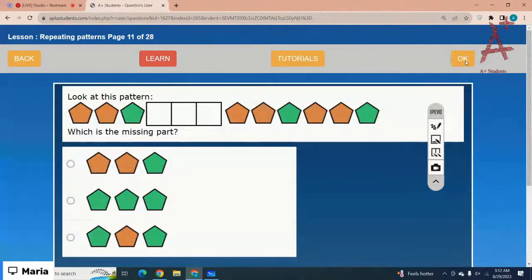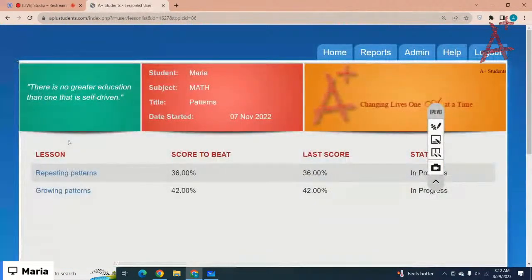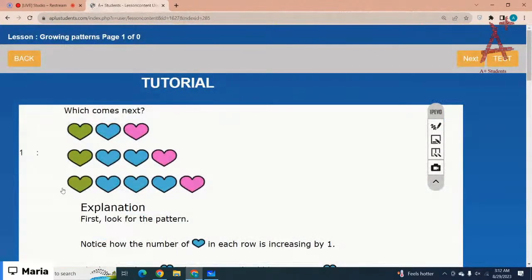Okay, you can complete the lesson by yourself later today. Let me just move on to the next lesson. The next one is growing patterns. Let's just start with the lesson. Which comes next?